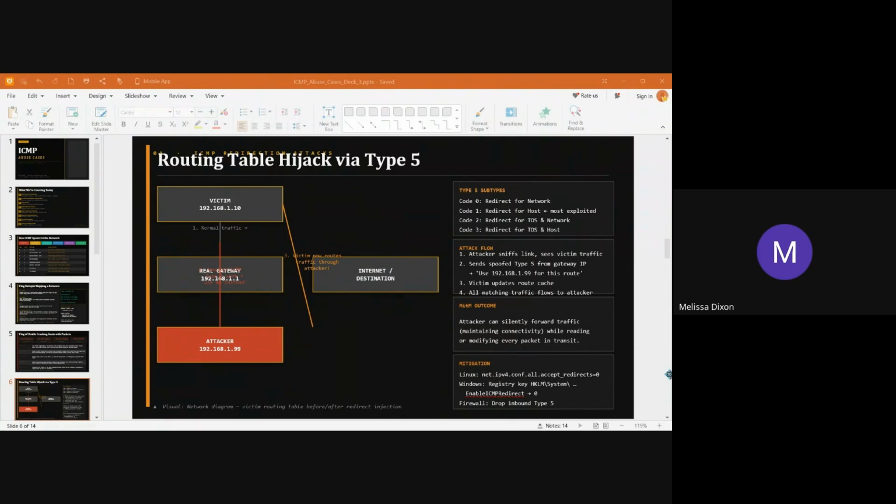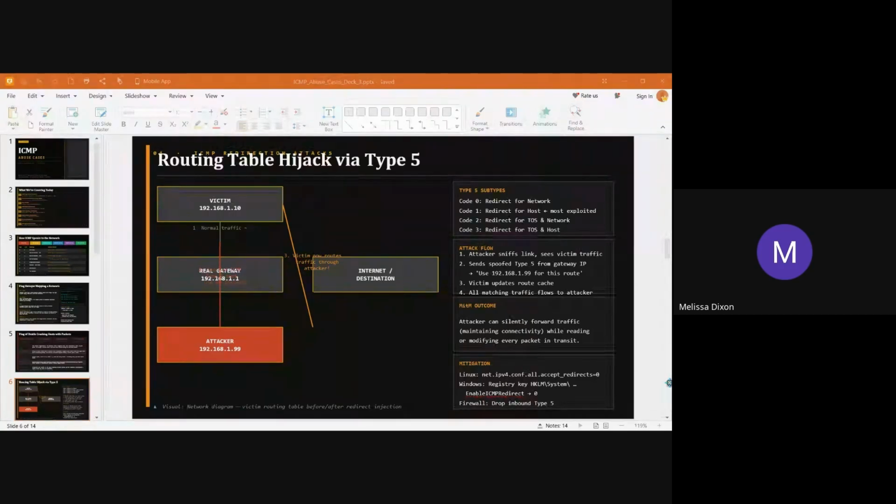It's pretty slick. The critical point of all this is the attacker then forwards the traffic to the real gateway. And the victim never does lose connectivity, so they don't have any idea that anything is even happening. The attacker reads or modifies every packet silently, without the victim having any idea.